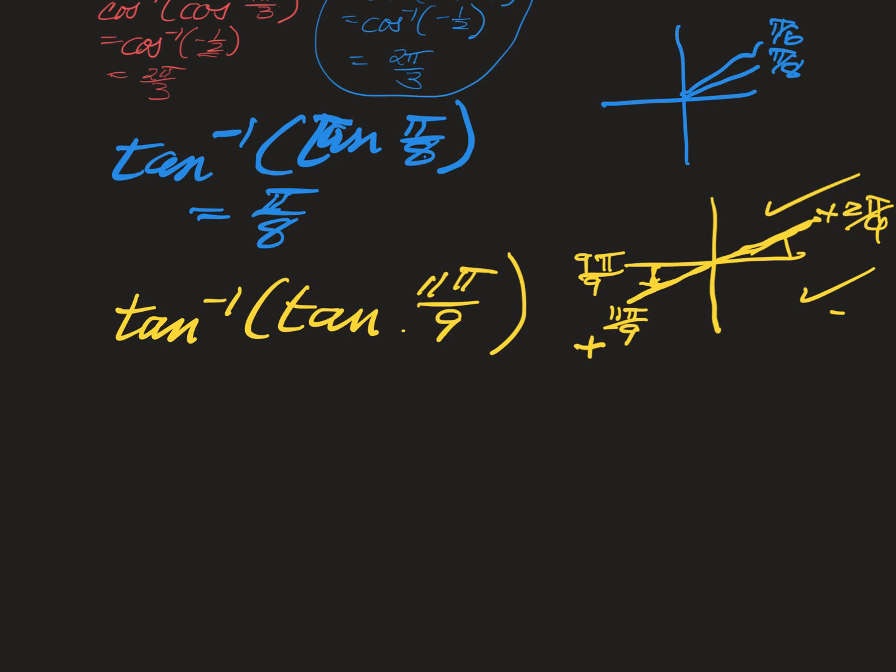So tangent of 11 pi over 9 is positive. It's a third quadrant angle. It's positive. But the inverse tangent of a positive ratio will be the first quadrant angle. So our answer is 2 pi over 9. Okay? I'll let you think about that. That's my favorite problem of the day. All right?